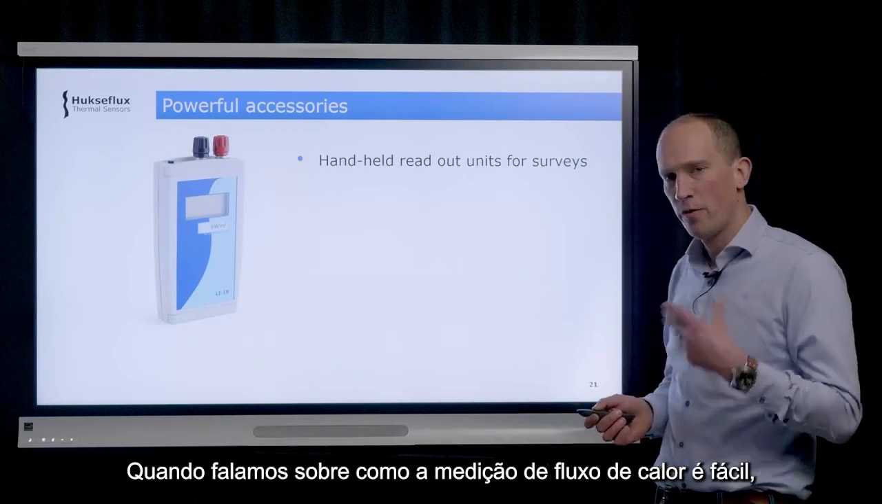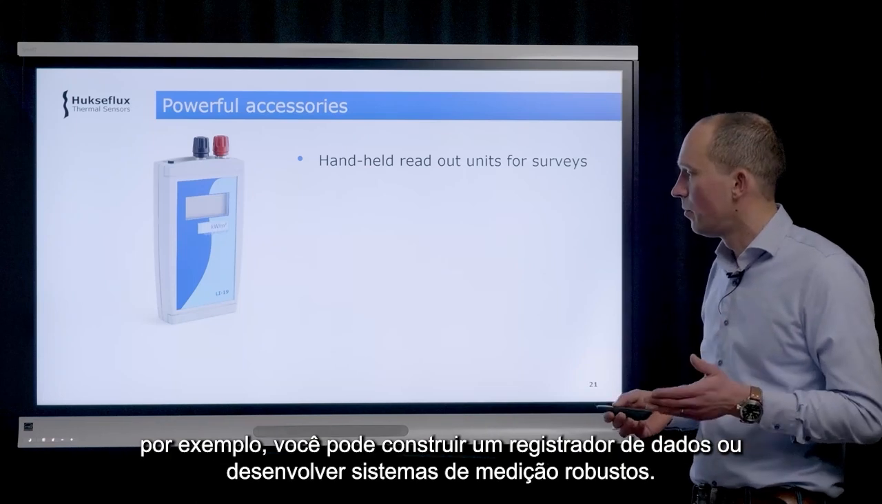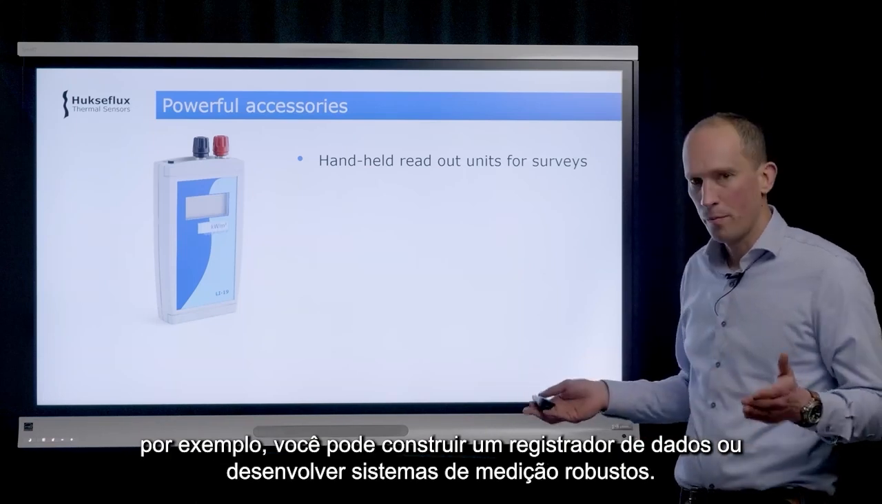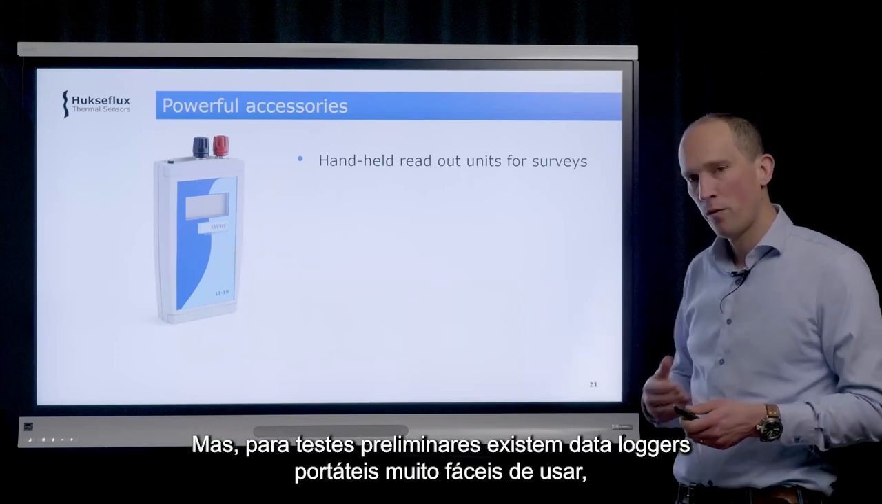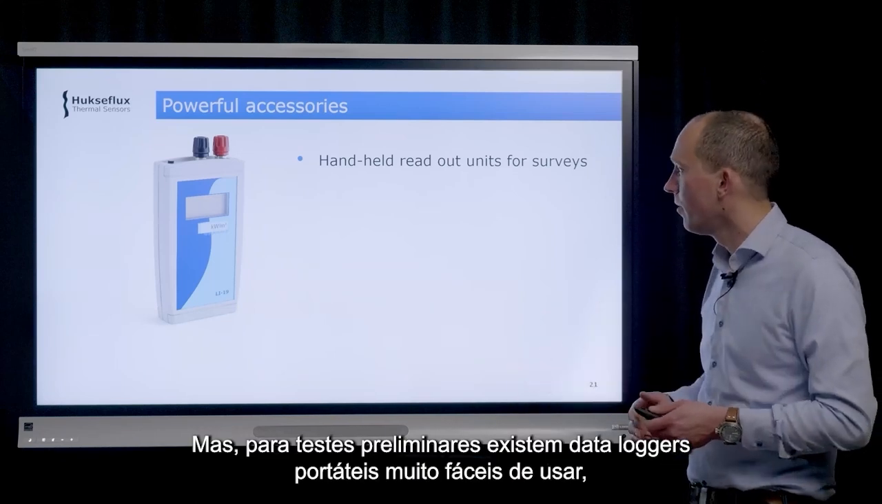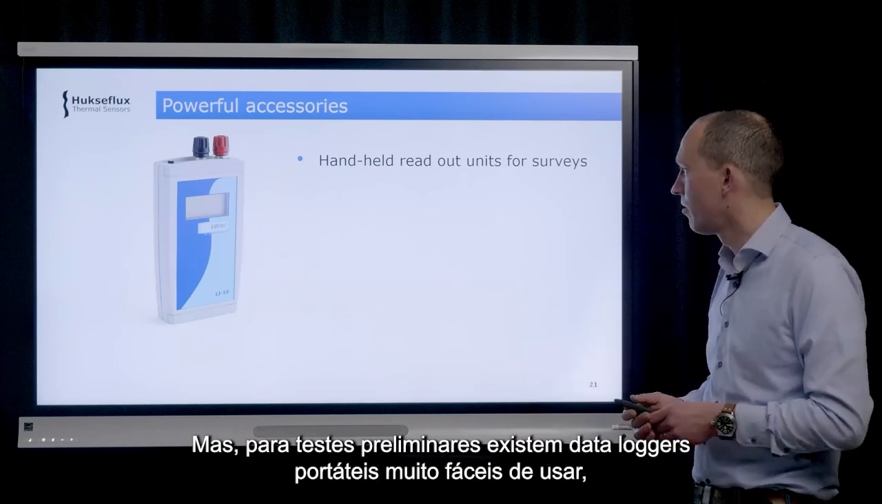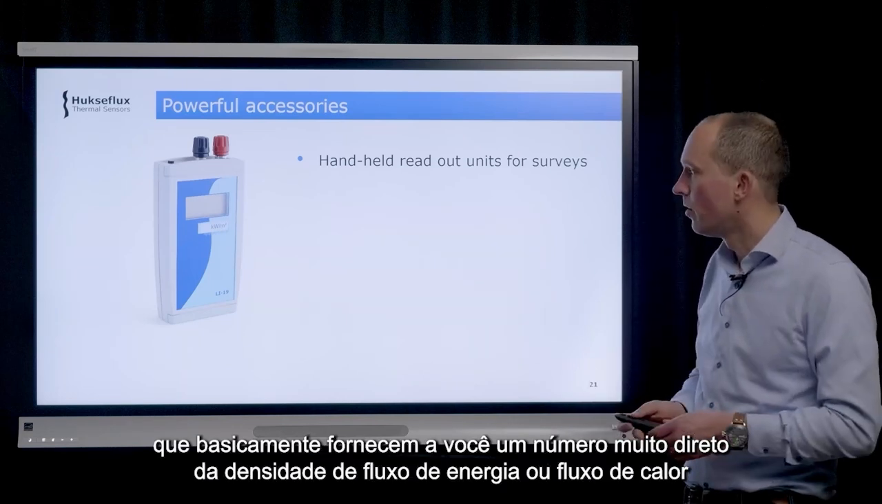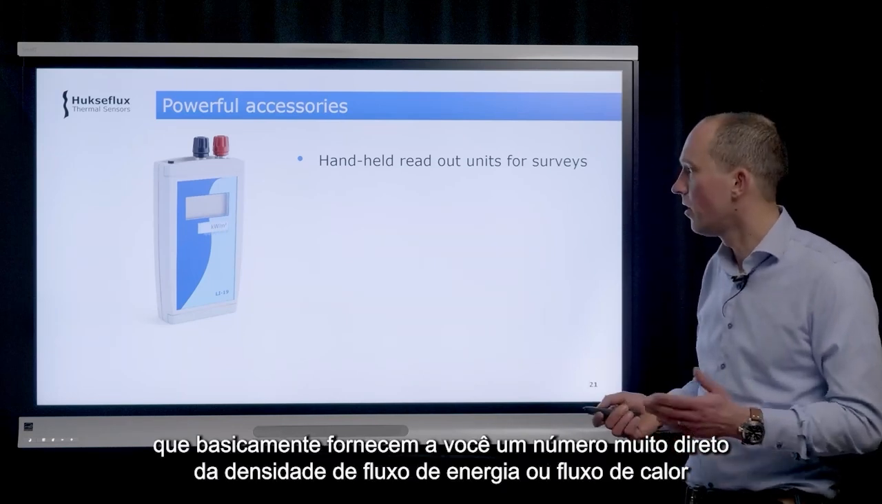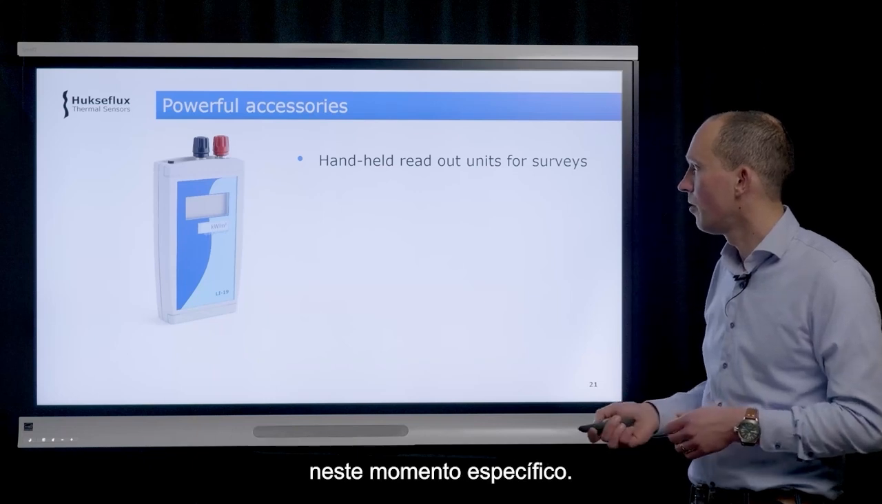When we talk about how heat flux measurement is easy, for example, you can build a data logger, build big measurement systems, but for preliminary testing, there are very easy to use handheld readout units available, which basically give you a very direct number of the energy flux density or heat flux at this specific moment.